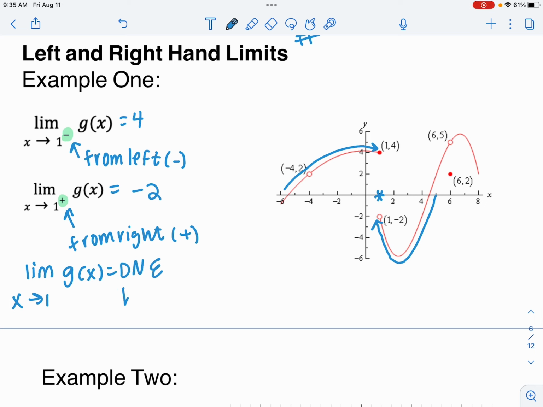Our limit does not exist because, I'm going to write this in notation, and I encourage you guys to practice this because notation is so important in calculus. It helps us be accurate, and it saves us a lot of time to not write things out in words. And so how I'll write that is the limit as x approaches 1 from the left of g of x does not equal the limit as x approaches 1 from the right of g of x. Those are not the same thing because 4 and -2 aren't the same thing. So this is our number one reason why a limit might not exist, and this is honestly one of the most popular reasons that you'll see.